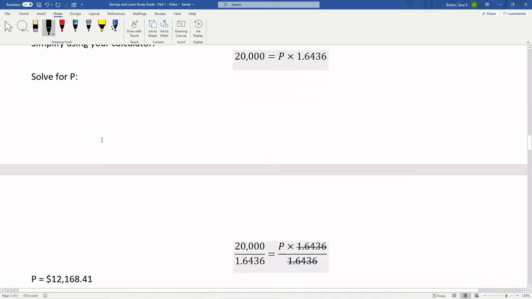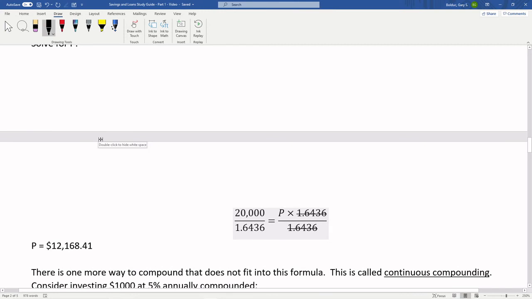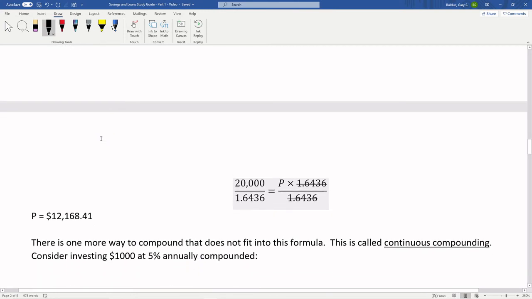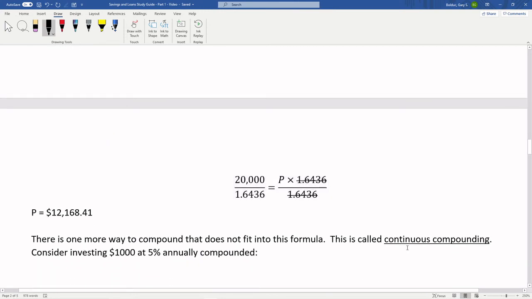So, okay, what else can happen? We've dealt with a lot now, right? There's one more compounding thing I haven't talked to you about yet. And we're not going to go through the whole big thing we did to get the first formula. I'm just going to tell you what the formula is.